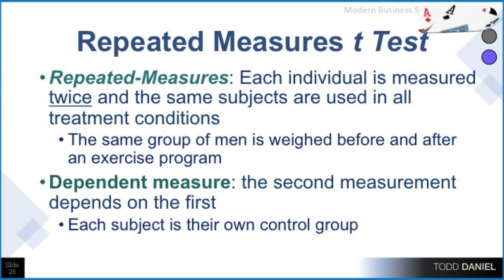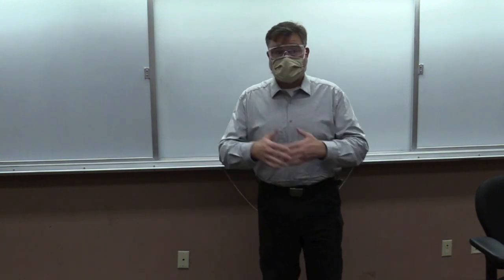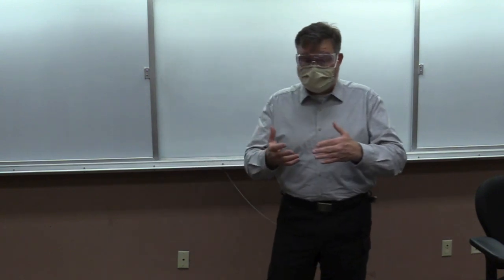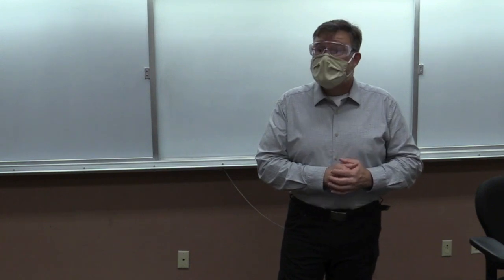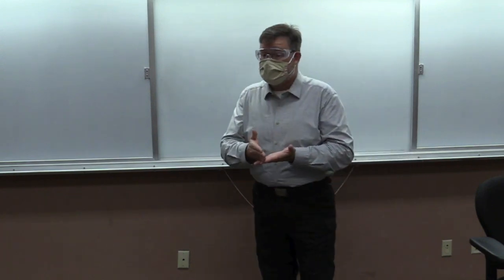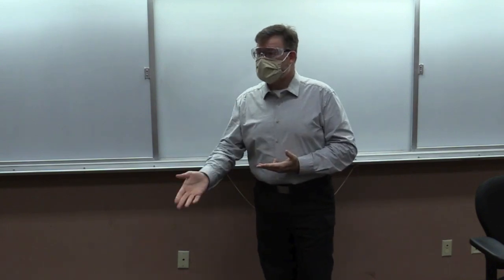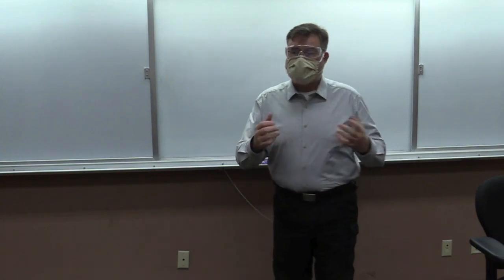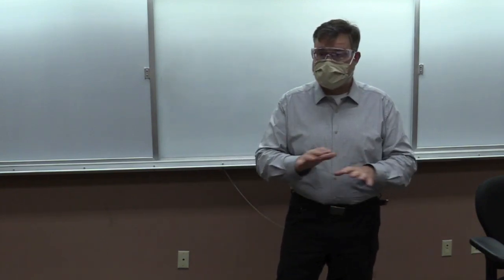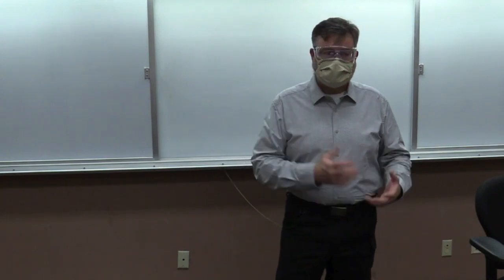So in this sense, each person becomes their own control group. Your after score, or maybe your after weight, depends upon your beginning weight. So we want to start with where you began and see how you changed over time. Repeated measures, we're measuring the same people more than once. Dependent measures, and all of these repeated measures are dependent. Your second score depends upon your first.